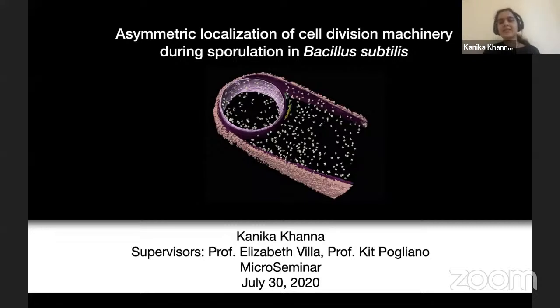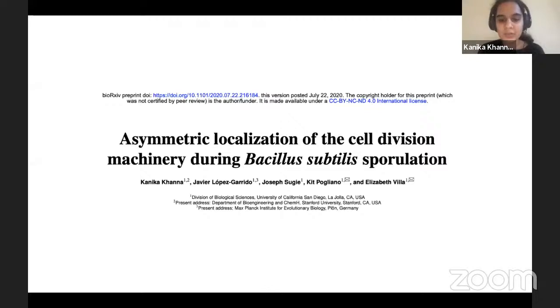The work that we did was studying the cell division machinery, or the mechanism of cell division, in Bacillus subtilis during sporulation and during normal vegetative growth. The work that I'm going to talk about just got published as a preprint in bioRxiv last week itself, so I would encourage all of you who are interested in reading more about the work to look at this preprint, which we have submitted.